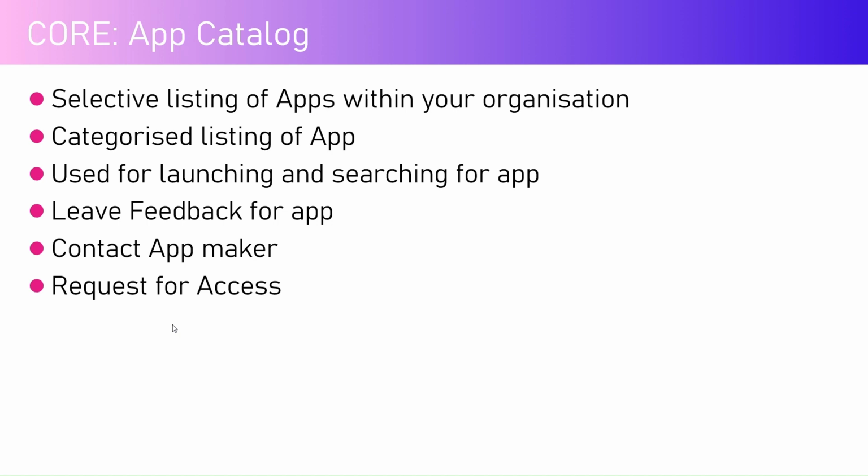Now, what this app catalog is, it's basically a selective listing of apps within your organization. So you can select which app to show, which app not to show, and which app to mark as a featured app. It will also allow you to categorically list all your apps based on the functions within your organization. So, for example, if there are finance, collaboration, or HR based apps, those can all be categorized and then presented to the end users.